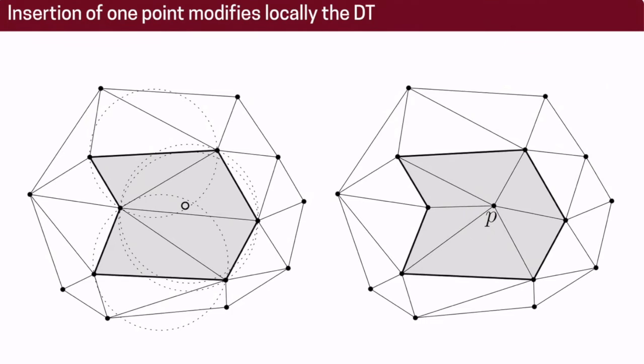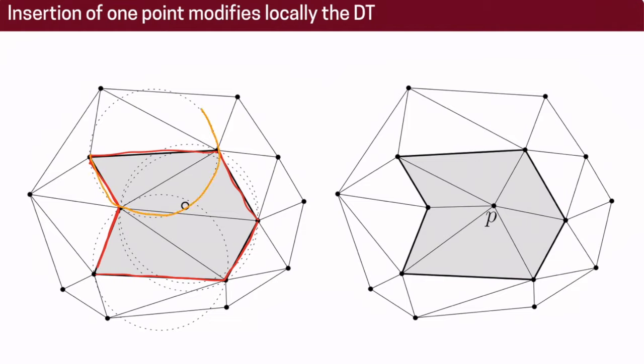This is possible because of a property of the Delaunay triangulation: given a Delaunay triangulation, it can always be updated, and it can be updated locally. This is shown here. Let's say we have a Delaunay triangulation on the left with 12 points, and we would like to insert the point here in red. We can see that the insertion of that point will only affect a certain number of triangles in the Delaunay triangulation, and these triangles are shown in gray here. The insertion of that point will only invalidate a certain number of triangles, and there are only four, and these four triangles are the ones in the red area here.